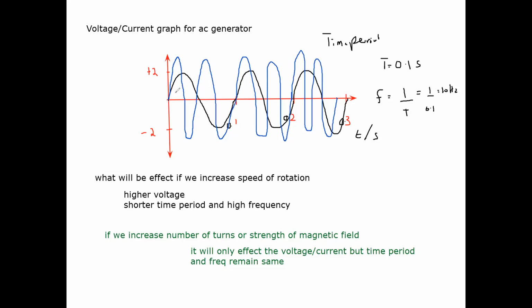So if we use a stronger magnet or we use more turns, but the speed of rotation is the same, why does it increase the voltage? Because if you use a stronger magnet, there is a greater change in the magnetic field, or if you use more turns, each turn is producing a small current, but overall the collective current will be high.